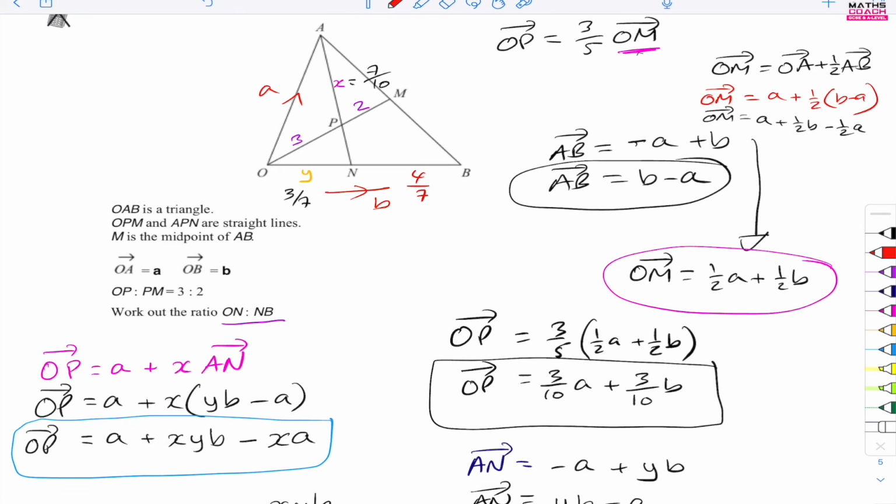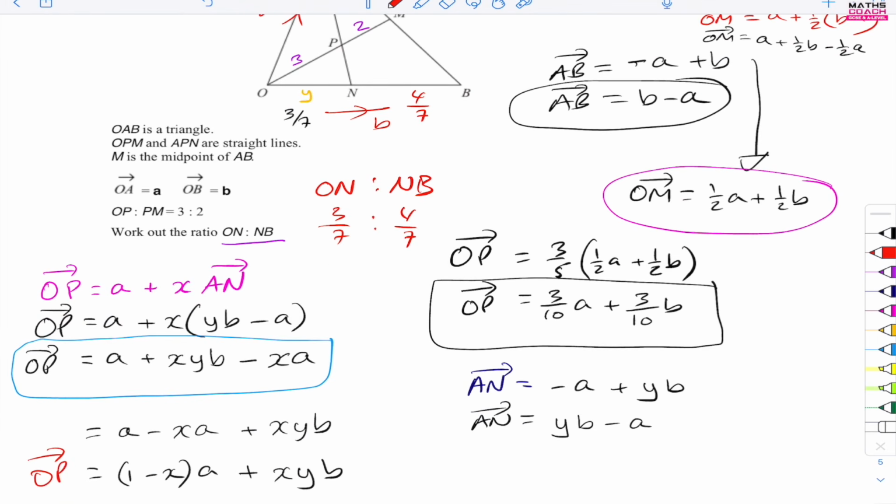And now we have the ratio O to N, N to B is in the ratio 3 over 7 to 4 over 7. But in simplest form, it's just 3 to 4. And that is your final answer.